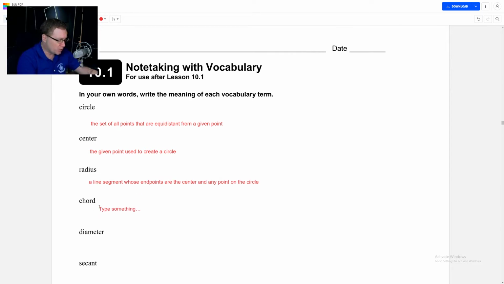Next, a chord. Now, this might be a word that you don't know. All right. What is a chord? It is a segment whose endpoints are on the circle. All right. And we'll talk about that more in just a moment.